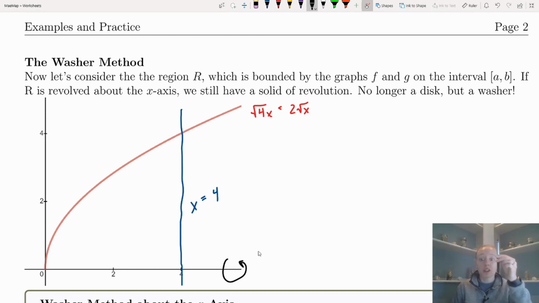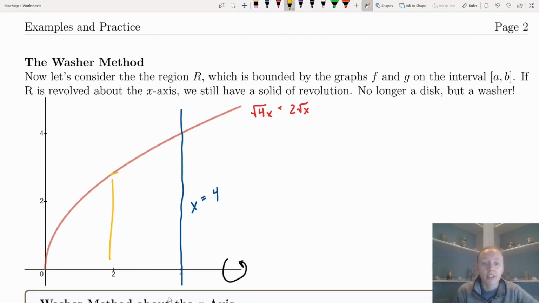Well, remember, we want those flat disks. So if we revolved drawing our rectangles with respect to y, we're going to have a cylinder, whereas we want those rectangles drawn with respect to x, because that's going to give us our flat circular disk. So I'm going to be drawing my rectangles like so.